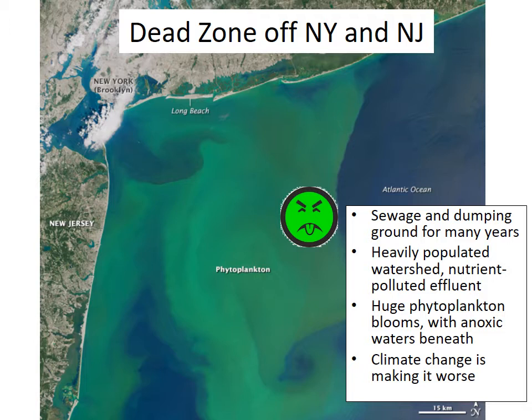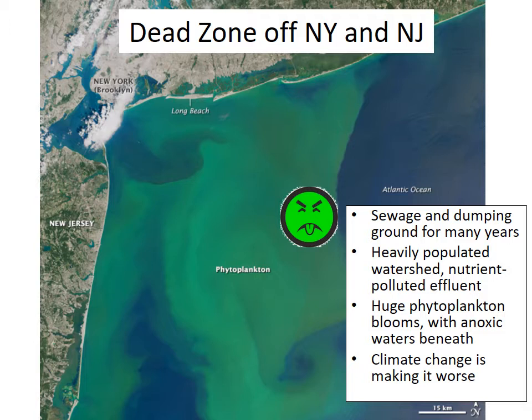Something that's making this problem worse is climate change. What's making it worse is that when it's warmer, the organic matter decomposes faster, releasing more nutrients, so sewage is turning into algae fuel faster under warm conditions. And another thing that's happening is stratification, so the waters are less mixed, and the layering of the water can contribute to enhanced algae blooms.